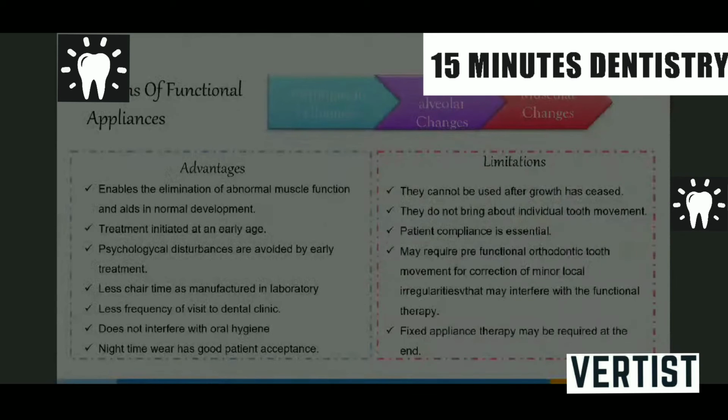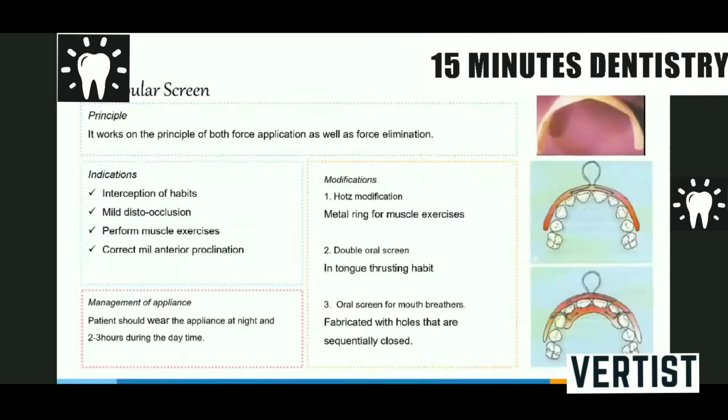Vestibular screen works on the principle of both force application as well as force elimination. Indications of the vestibular screen are the interception of habits, mild distal occlusion, performing muscle exercises, and correcting mild anterior proclination also. What are the modifications that we see for the vestibular screen? We have the Hotz modification, which has the metal ring for muscle exercises. We have the double oral screen in tongue thrusting patients, and we have the oral screen for mouth breathers, where the holes are fabricated on the labial screen. Management of the appliance: the patient should wear the appliance at night for 2 to 3 hours and 2 to 3 hours during the daytime.